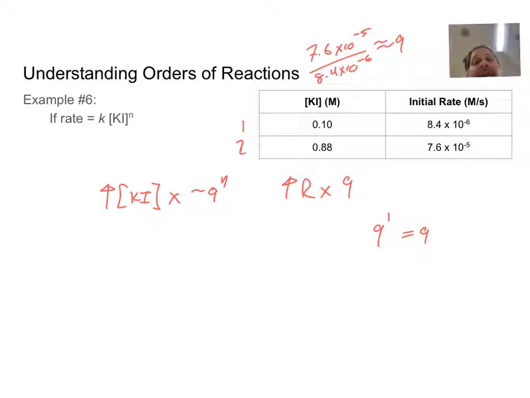So when we write this, it is also a first order reaction, and we're going to write it as R is equal to K times the concentration of the reactant to the first power.